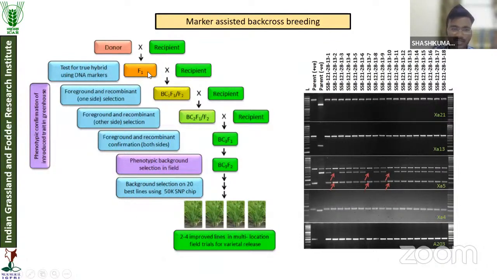You cross with the donor to get F1, and again you cross with the recipient to get BC1F1. Here you apply foreground selection: select the plants which have the resistance gene of interest through a marker linked to the resistance gene. And then you go for background selection. Background selection is nothing but selecting genomic regions which are similar to the recipient parent. The genotype which has the maximum genome of the recipient parent and the resistance gene from the donor parent will be selected, and it will again be crossed with the recipient parent. So again you generate BC2F1. Like this, within 2 to 3 generations, in the BC3 generation, you will develop an improved line of the recipient parent which is carrying the resistance gene.